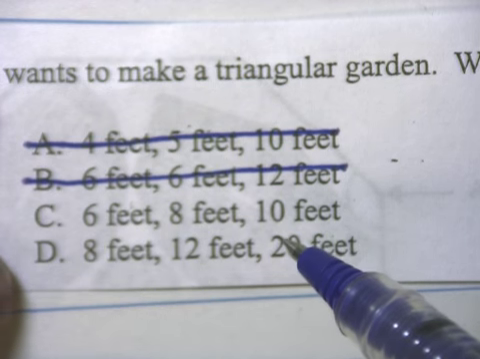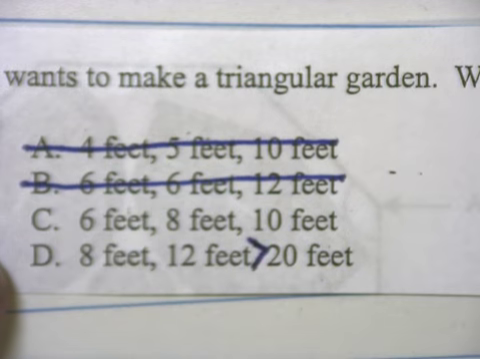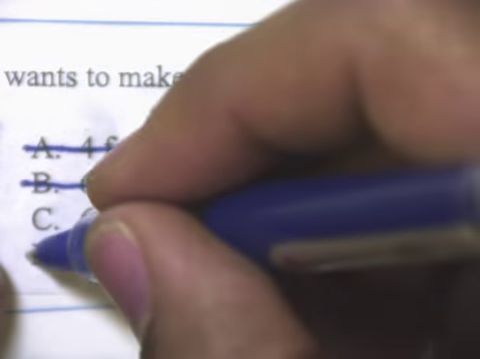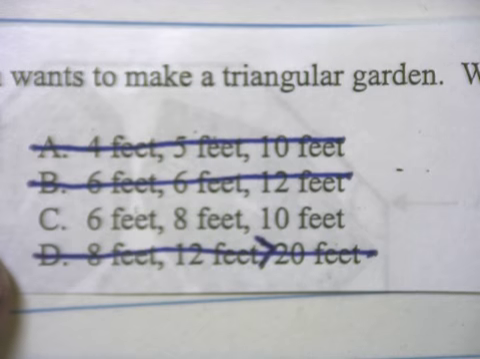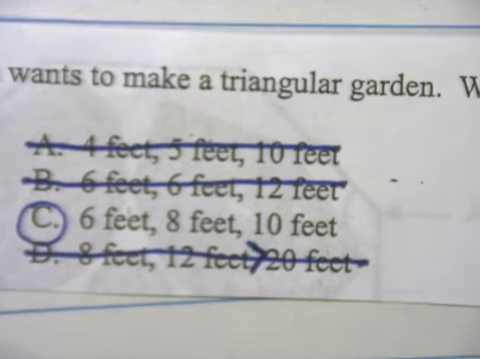How about 8 and 12? What's 8 plus 12? Well, 8 plus 12 is 20. So you're telling me that these two sides of a triangle added together are equal to this third side, when I know that they should be greater. And is that happening here? No, it's not. So that is not a viable choice either. So our answer would probably be C.